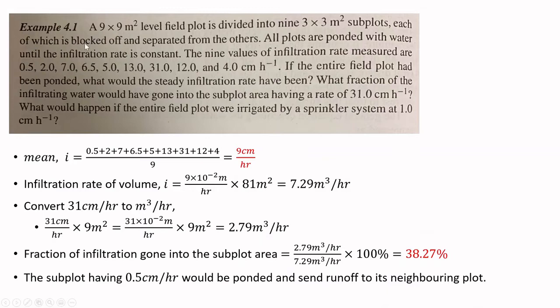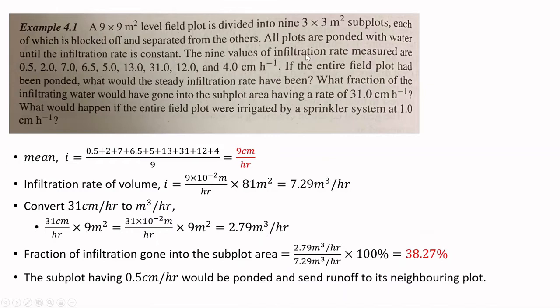Each plot is 3 meters on one side, and the other neighbor is also 3 meters. But this neighboring plot does not connect with one another, so they are separated. It means water is not free to flow from one plot to another. So you have 9 plots of 9 square meters each, and they are blocked off and separated from each other. So all plots are ponded with water until infiltration is constant.